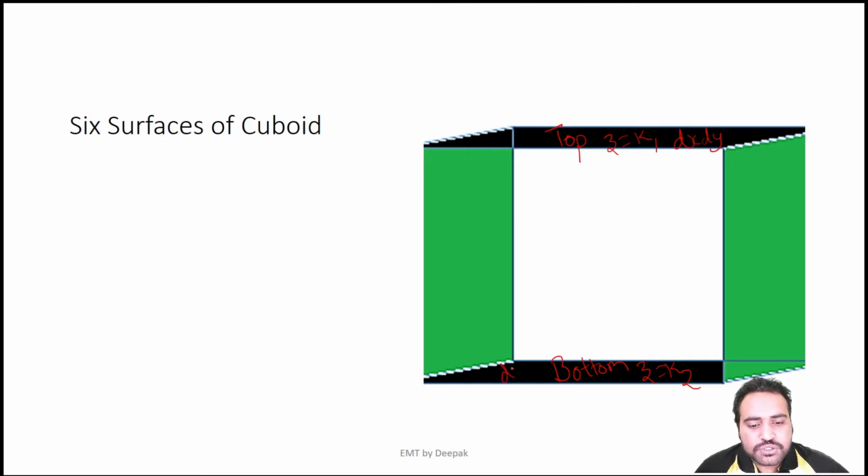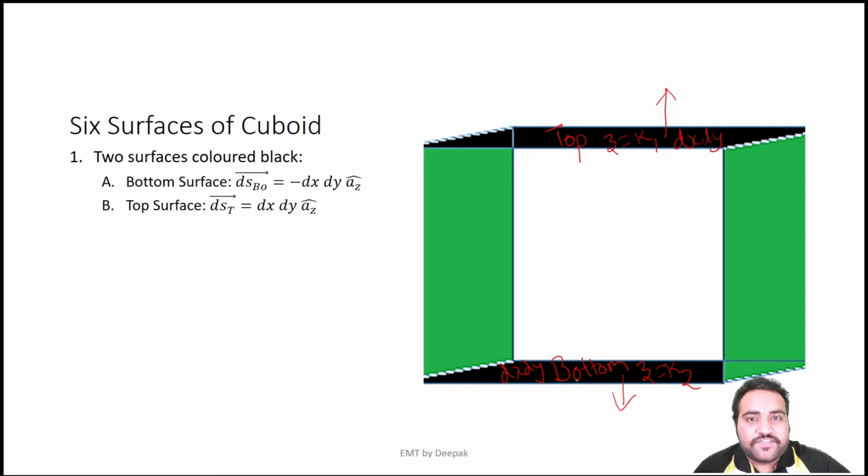Similar to this, because these two are parallel, they have the same area in magnitude. But the difference comes in the direction of the normal. Normal to this surface is pointing upward along az cap, whereas normal to this is pointing downward along minus az cap. So the normal of the top surface is dx dy az cap, whereas the normal to the bottom surface is minus dx dy az cap. I hope you can see the difference between the top surface and the bottom surface.